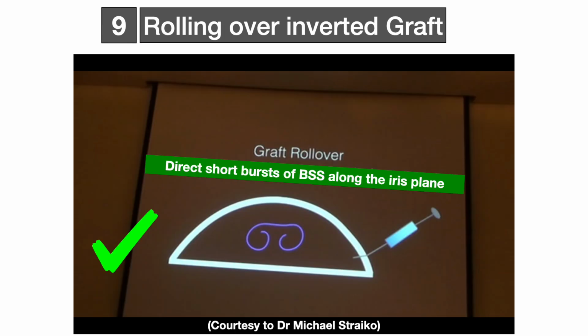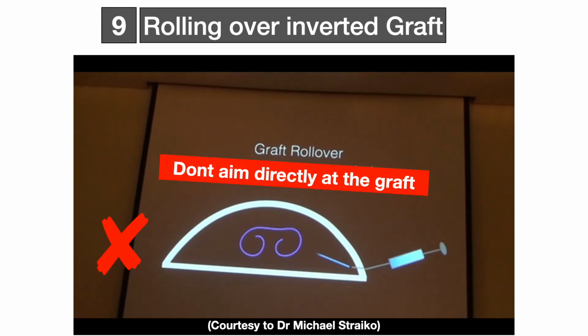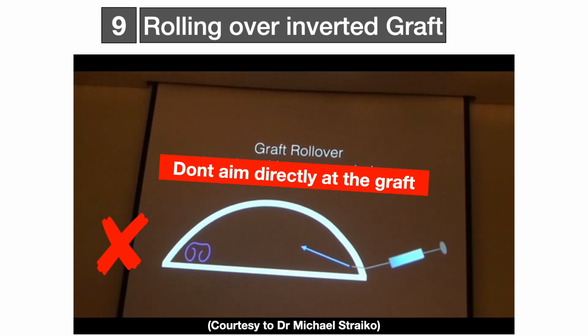How to flip over an inverted graft? You inject a direct short burst of BSS along the iris plane, as you see in this animation. It will help flip over an inverted graft. But don't aim directly at the graft, because this will push the graft to the angle and it will not flip it.